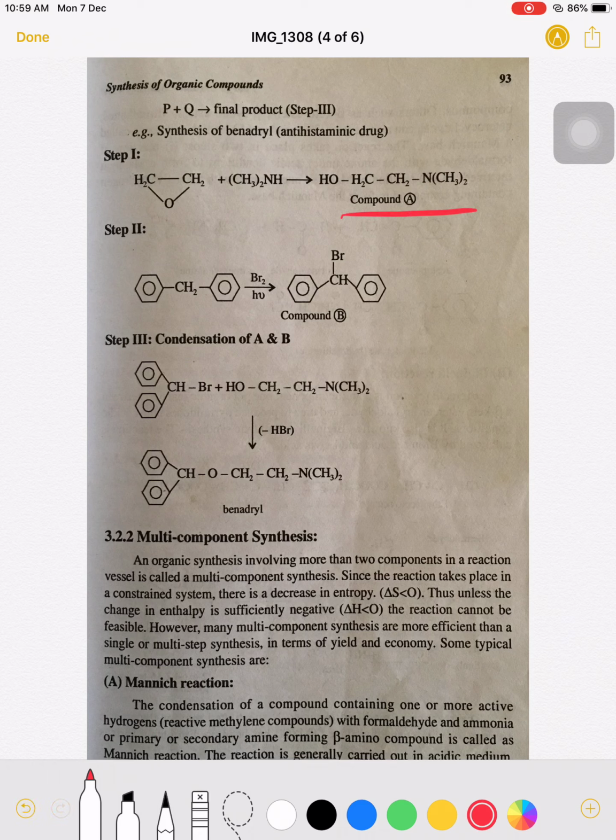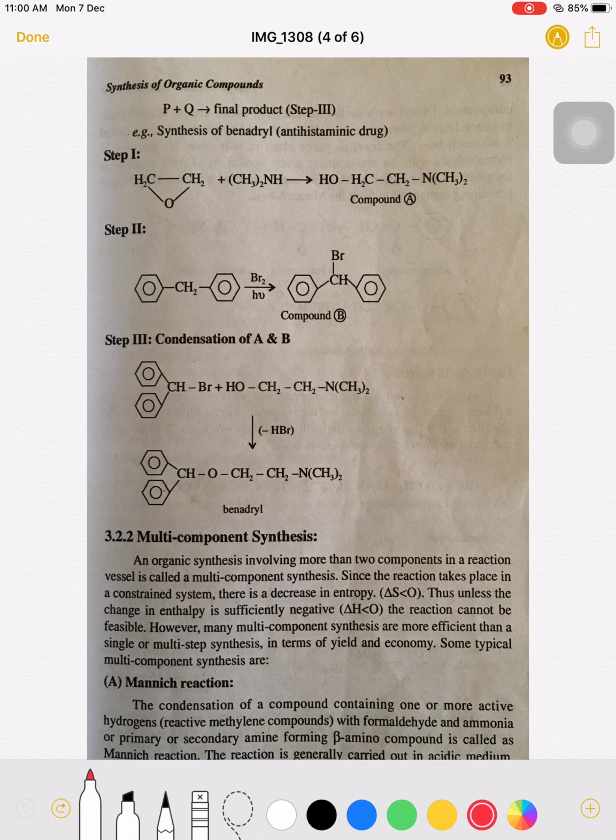So step second, this is diphenylmethane. Bromination of this diphenylmethane takes place and we get this compound B. The third step is condensation of compounds A and B. This is compound A, this is compound B. These are now condensed with each other.